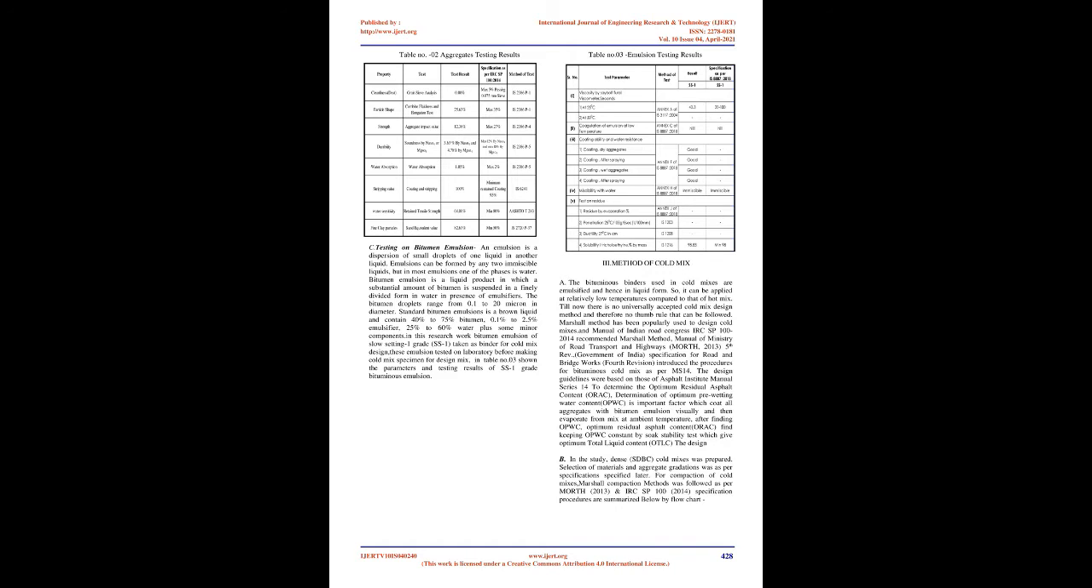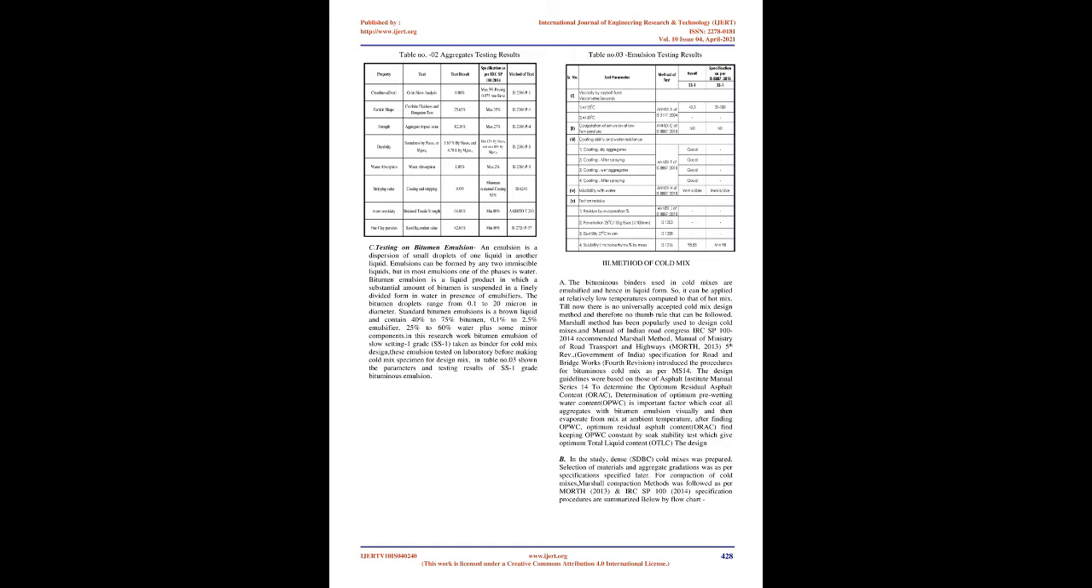C. Testing on bitumen emulsion. An emulsion is a dispersion of small droplets of one liquid in another liquid. Emulsions can be formed by any two immiscible liquids, but in most emulsions one of the phases is water. Bitumen emulsion is a liquid product in which a substantial amount of bitumen is suspended in a finely divided form in water in the presence of emulsifiers. The bitumen droplets range from 0.1 to 20 micron in diameter.